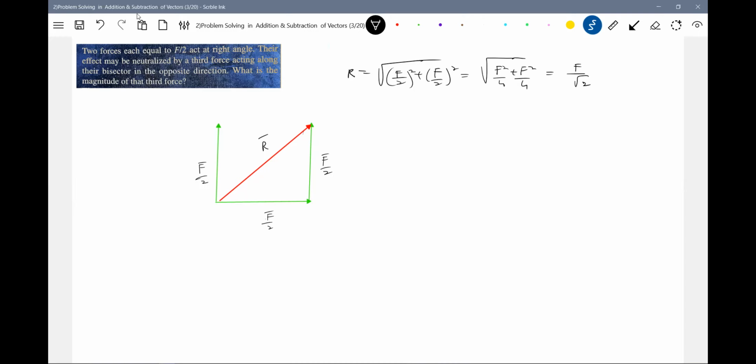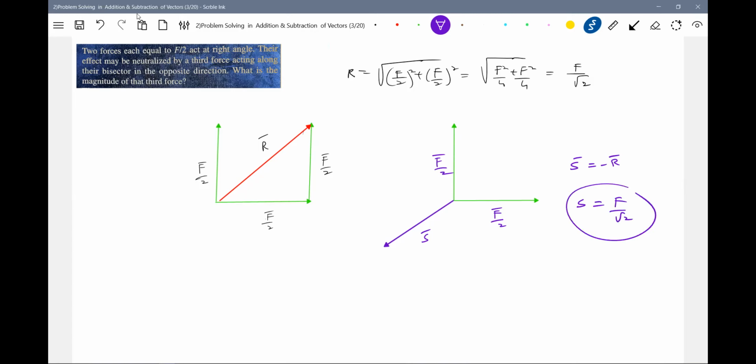So now what is the magnitude of the third force? I should bring the third force opposite to R bar, then only it can be neutralized, no? So the condition is here: F by 2 bar, F by 2 bar. I should bring another vector which will neutralize it. This is S bar, I'll write it. So what is that S bar? S bar should be equal to minus of R bar. So the magnitude of that should be equal to F by root 2. Negative of the vector: you should bring a force which is opposite to R bar. Then only it can neutralize these two.